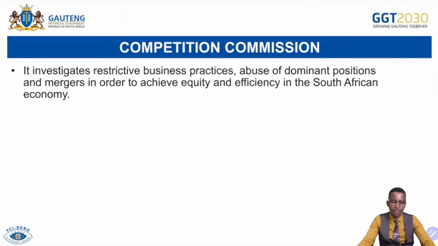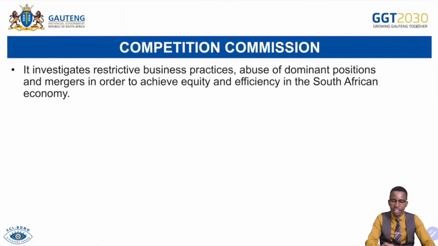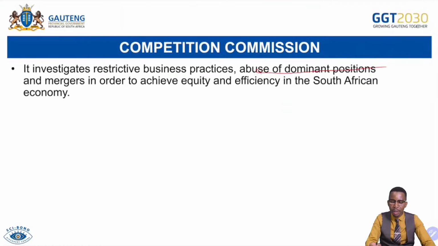Here we go, they are being explained. The Commission investigates restrictive practices, business practices, abuse of dominant position and measures in order to achieve equity and efficiency in the South African economy or South African market. That is one of its objectives.